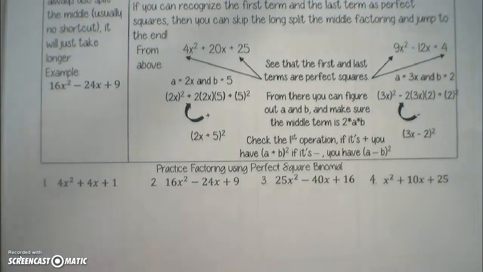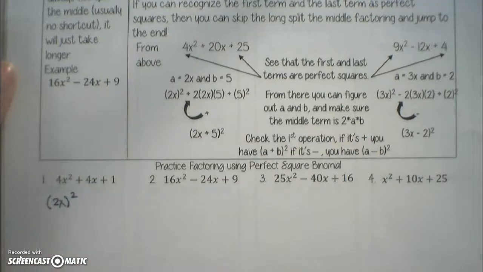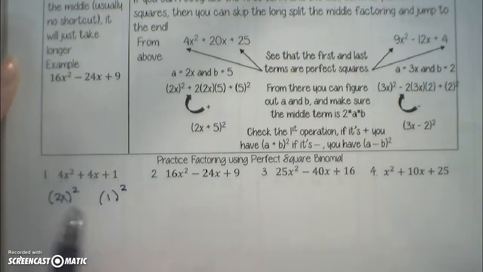So here we go. What's being squared at the beginning? Well, that would be a 2x squared. What's being squared at the end? A 1. And to double check the middle, we take 2x times 1, and we double it. So 2x times 1 is 2x, times 2, yep, that's 4x. So we know this one is a perfect square binomial.